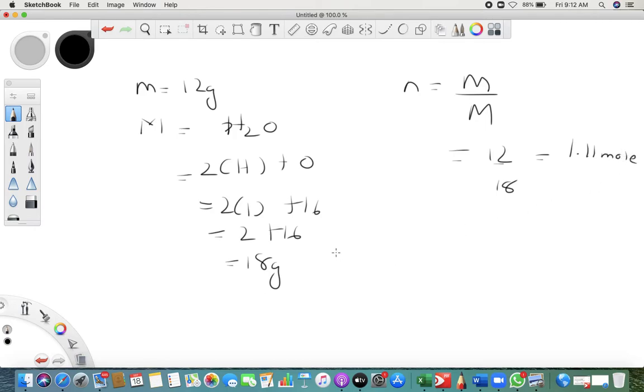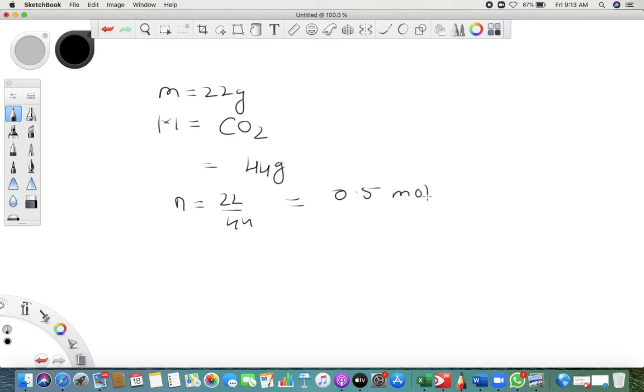Okay. Then 22 gram of carbon dioxide. So small m is 22 gram, and capital M is for CO2, right, which turns out to be 44 gram. So n is equal to 22 upon 44, that is equal to 0.5 mole. Are you getting? So it is C plus 2 into O, like this.